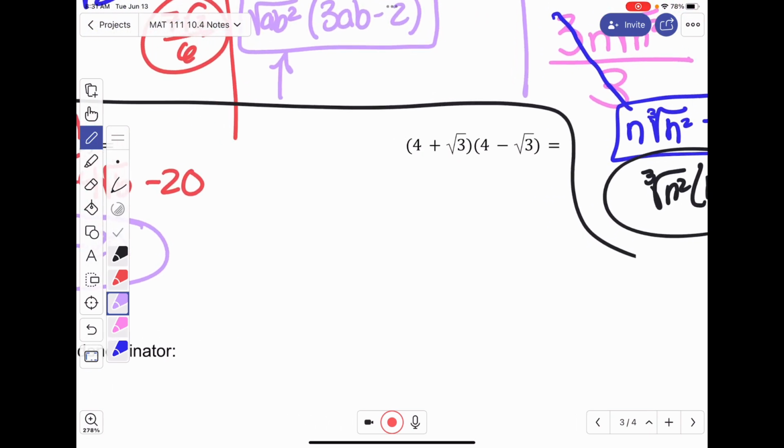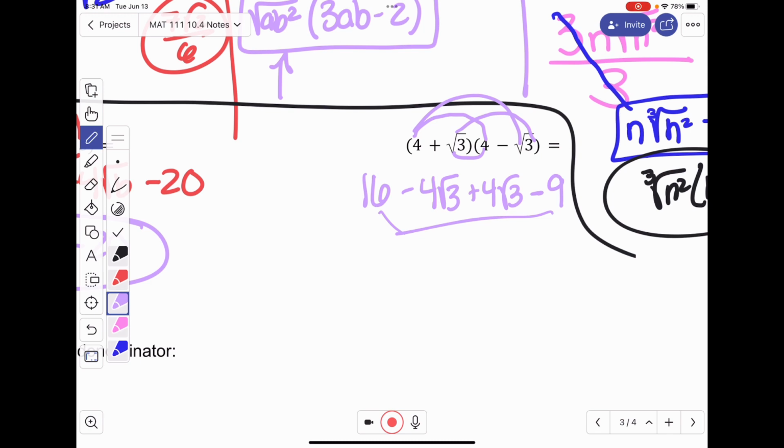To cancel the radical, we're going to look at this one. 4 times 4 is 16. 4 times root 3 is negative 4 root 3. 4 times positive root 3 is positive 4 root 3. And root 3 times negative root 3 would be negative 9, because the roots cancel and we have that negative sign left. Now we combine like terms. 16, that shouldn't be a 9. Sorry, that should be a 3 because it cancels the radical. And then 16 minus 3 is 13 and the radicals cancel.